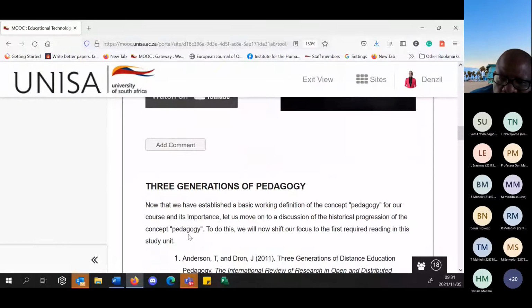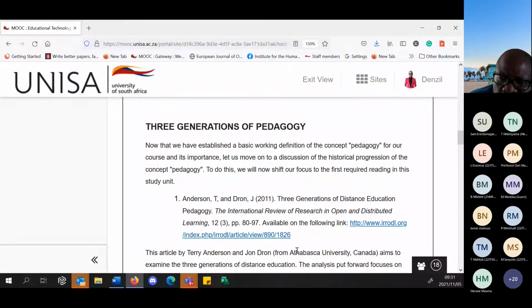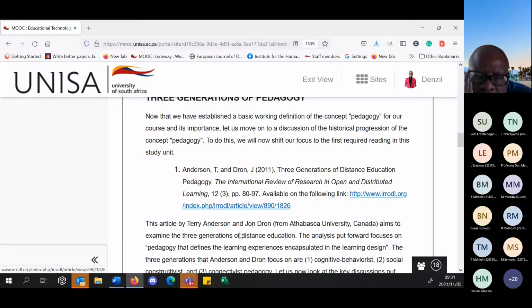Now let's look at the three generations of pedagogy. For this section, colleagues, I want you to look at Anderson and Dron's article titled Three Generations of Distance Education Pedagogy. It's an open access article. All our materials are open access, so you're not going to have any challenge to access it. Click on it, download it, and then you'll be able to go through these sections, right?